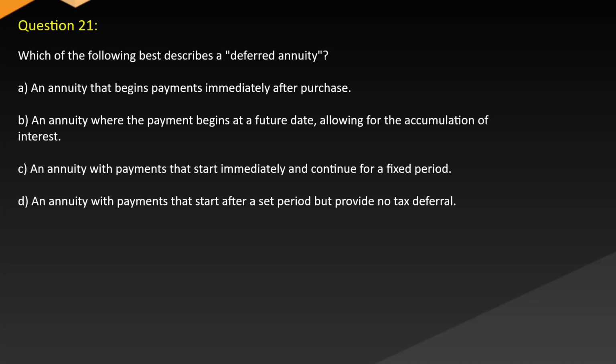Question 21. Which of the following best describes a deferred annuity? A. An annuity that begins payments immediately after purchase. B. An annuity where the payment begins at a future date, allowing for the accumulation of interest. C. An annuity with payments that start immediately and continue for a fixed period. D. An annuity with payments that start after a set period but provide no tax deferral.